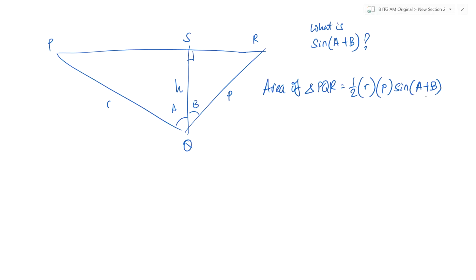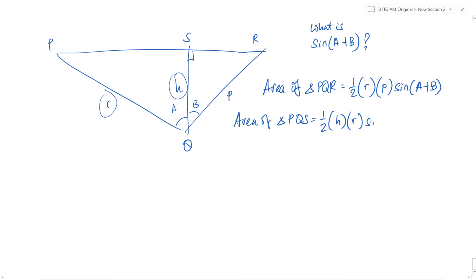I've got two other triangles, right? What is the area of a smaller triangle? Area of triangle PQS, for example. Half. Small letters, what is it? H. PQS. This one, half H and R, sine A. Right? Okay, what about the other triangle? Half P H sine B.